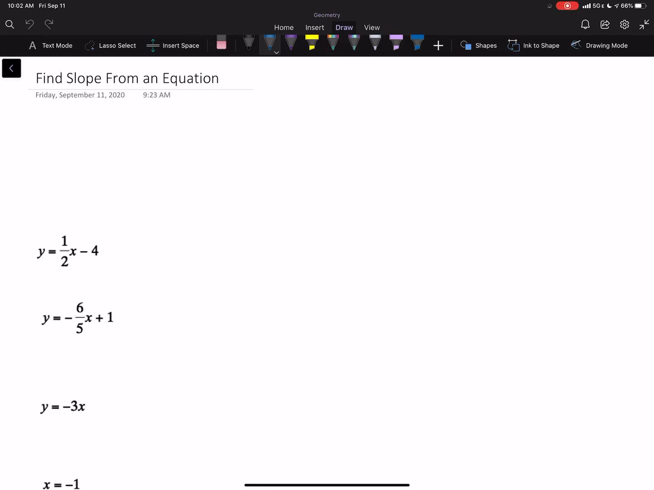One way to find slope is from the equation of a line. Equations of a line are typically written in the format of y equals mx plus b. And just like in other examples we've used, m is the slope. So really, whatever the coefficient is in front of x is what the answer is going to be.